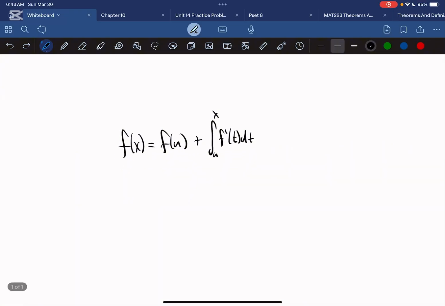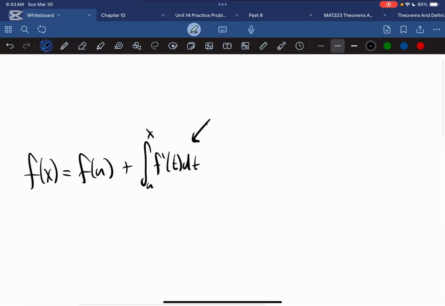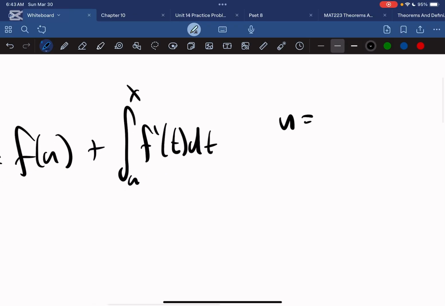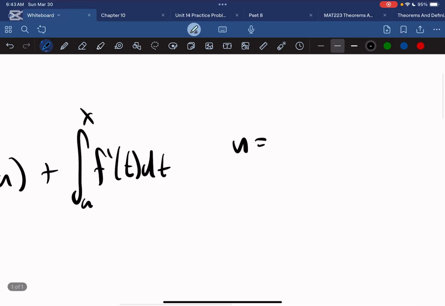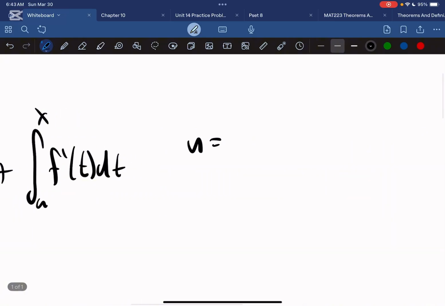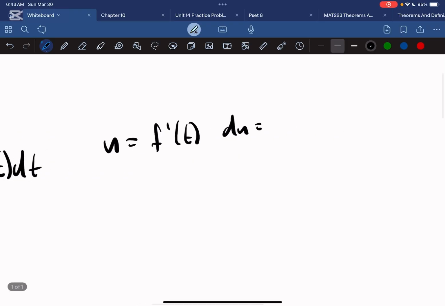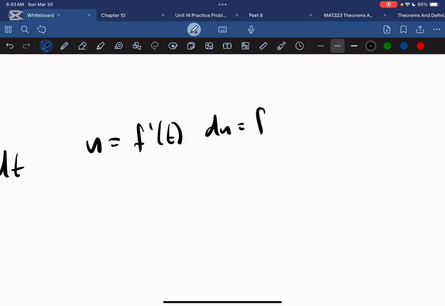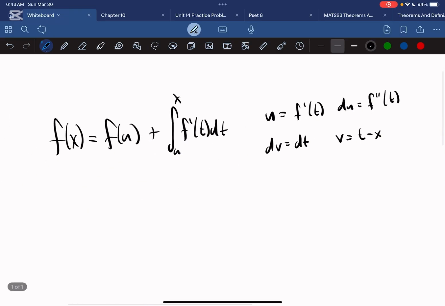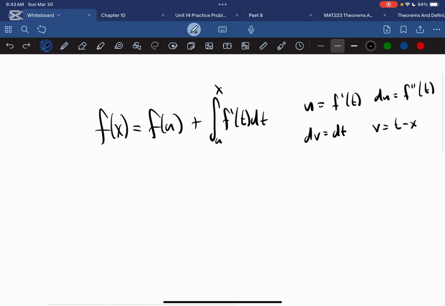All right, now we can do integration by parts over here. Let's let u, and keep in mind, we're integrating with respect to t, or deriving with respect to t. So we should have our u as f prime at t, du is equal to f double prime at t. We have our dv is equal to dt, and let's set our v to t minus x. And we'll see why this is handy dandy in a very little bit.